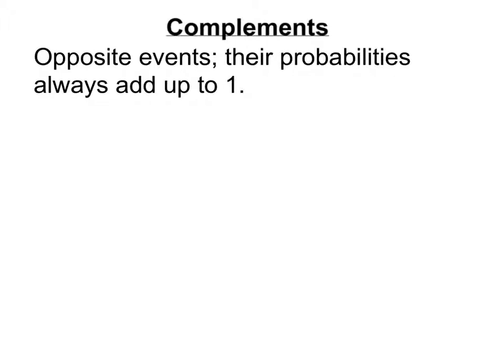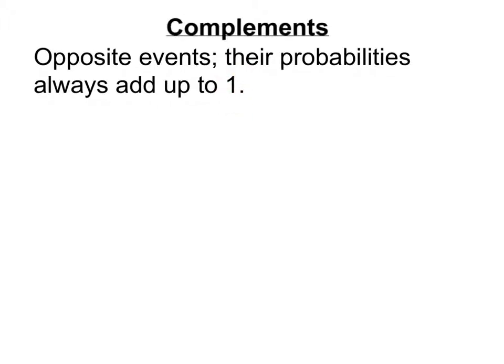And because they're opposites, either one of them is going to happen or the other. And so they cover every possibility. And so their probabilities always add up to 1, because one of them will always happen. It's either the event or its opposite. Always has to happen.